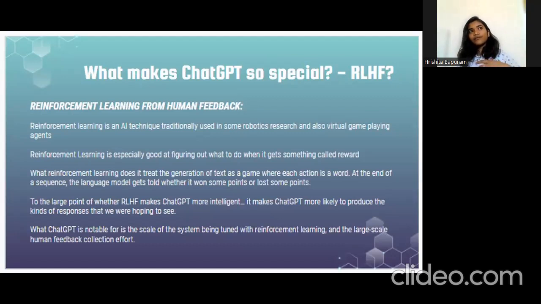So, let's say I'm teaching a robot to do a particular task. If it does something correctly, I would assign something called a reward. So it understands that if it does that job in a particular way, it gets a reward. If it doesn't, then there's a penalty.